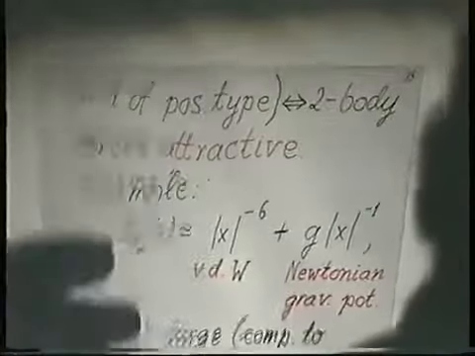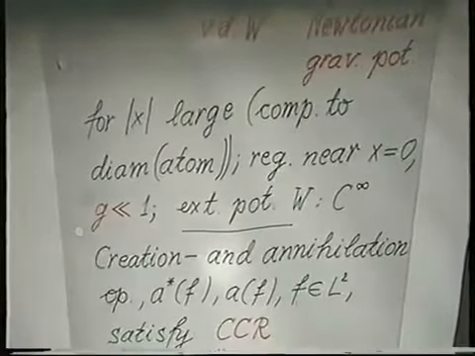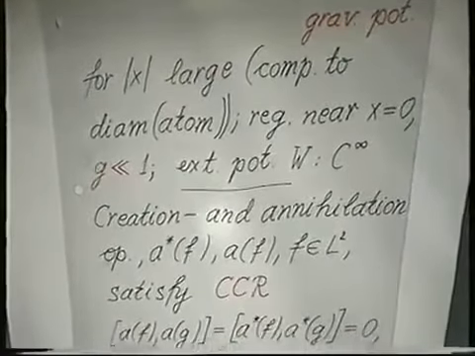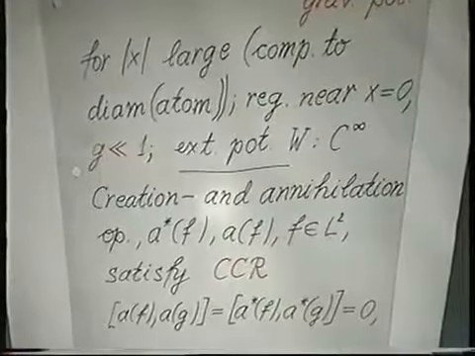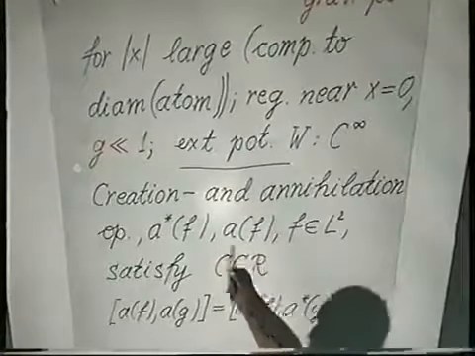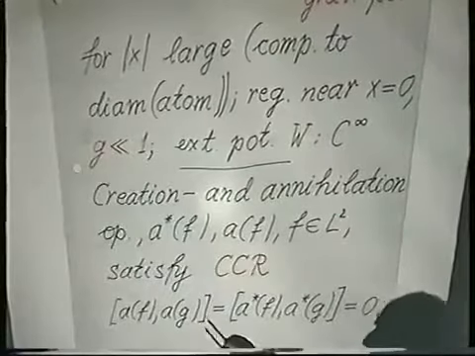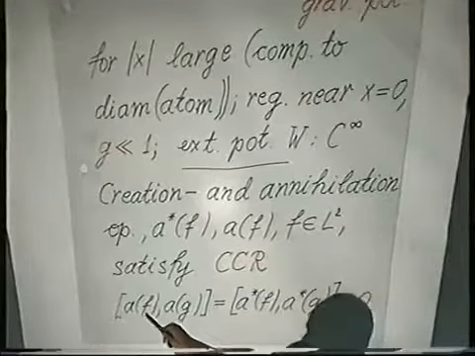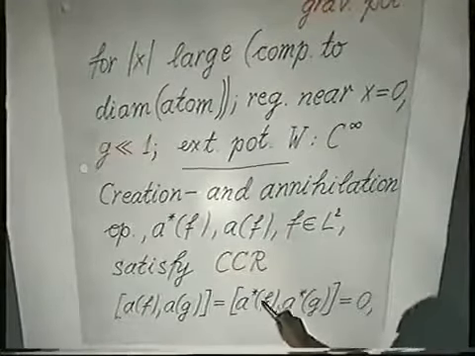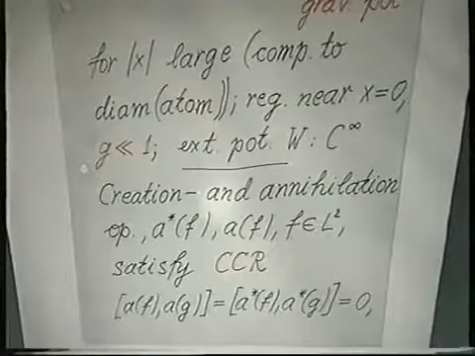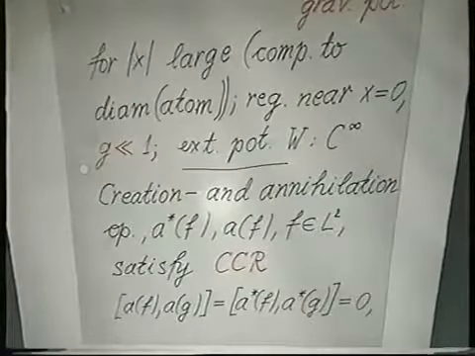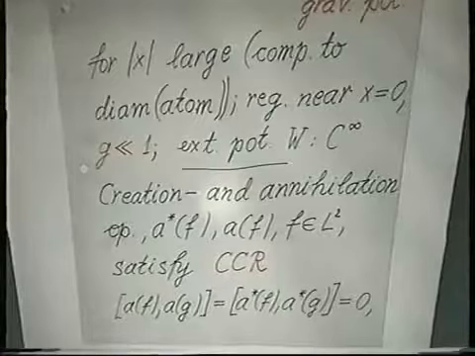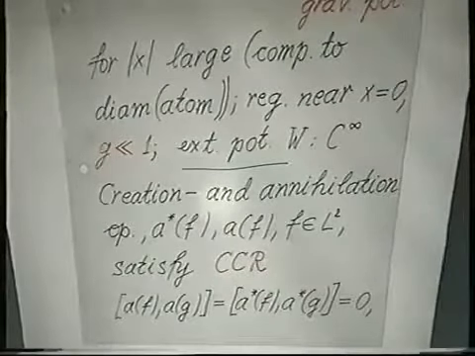So I introduced the creation and the annihilation operators just a few minutes ago. Since I now look at Bose-Einstein statistics, these annihilation and creation operators can be verified to satisfy the canonical commutation relations. A of f commutes with A of g, and A star of f commutes with A star of g. And the commutator of A of f with A star of g is given by the scalar product of f with g times the identity.